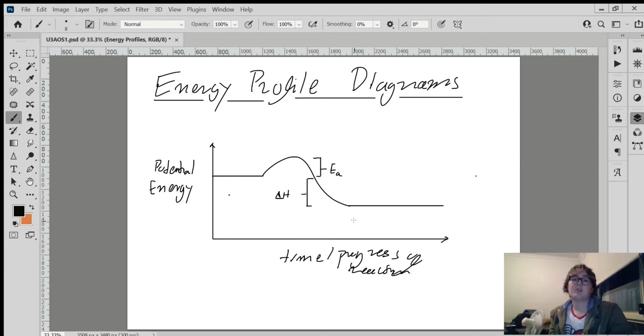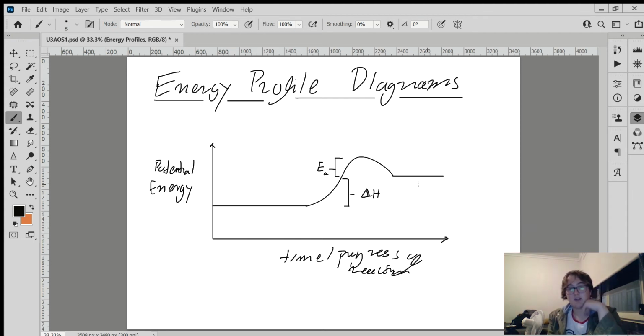An interesting thing to note, the back reaction for any given reaction has the same energy profile, just flipped. So this is the same height and stuff, but it's all just flipped. Sorry.